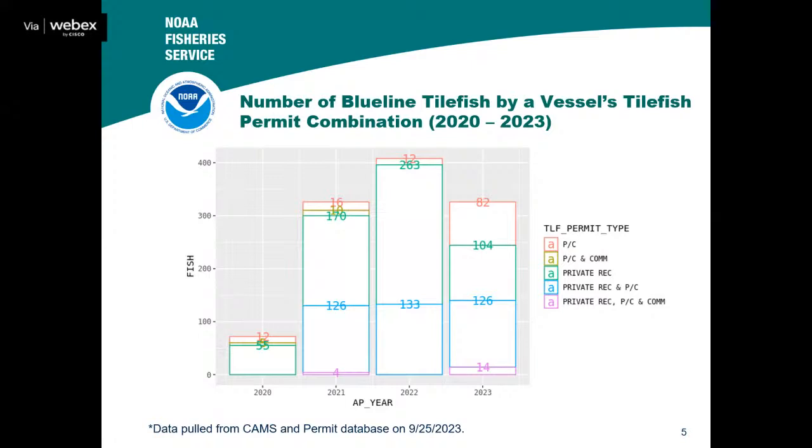And you can see that most of the blue line here are coming through with vessels with just a private rec permit, but there's also a good amount that are coming from these vessels with both the private rec and party charter permit.